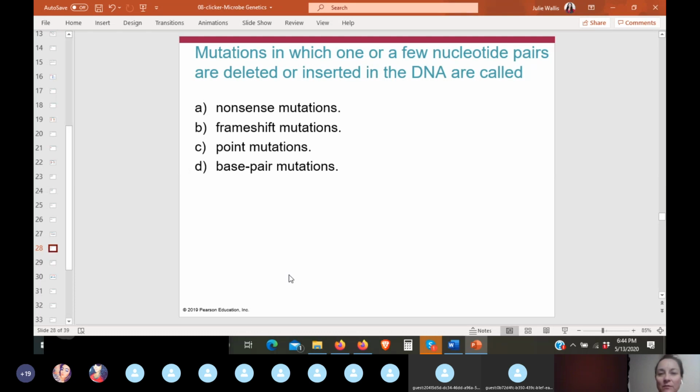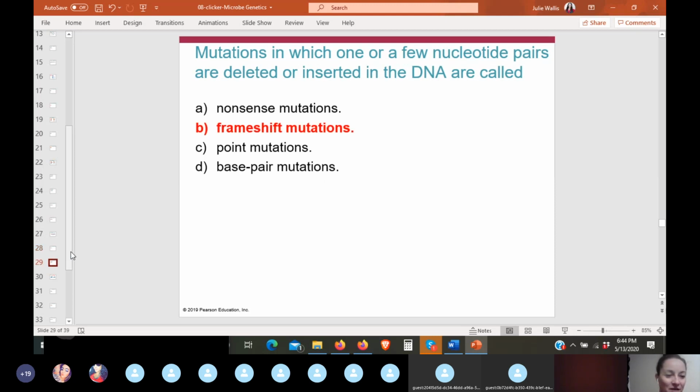Okay, mutations in which one or a few nucleotide pairs are deleted or inserted in the DNA are called... I didn't read that very clearly, so hopefully y'all read that. I was trying to clear the votes. Oh, somebody said. It's okay.